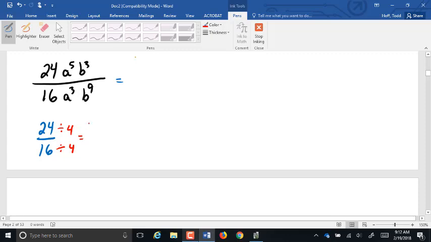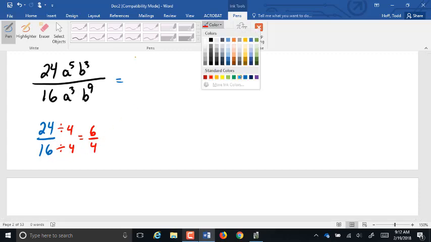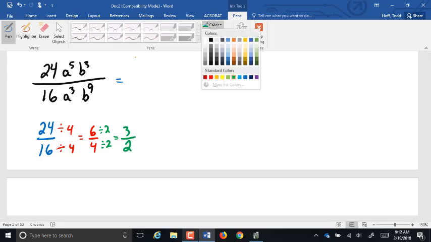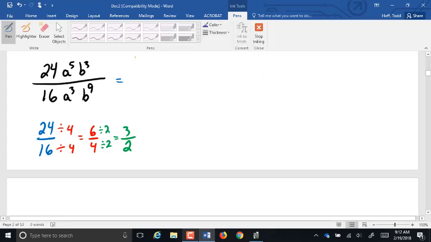What's 24 divided by 4? That's 6. What's 16 divided by 4? 4. And you're right, they can still both be divided by 2. 6 divided by 2 is 3. 4 divided by 2? 2. Now, if this were a simple fraction with no variables, 3 over 2 would become 1 and 1/2, wouldn't it?